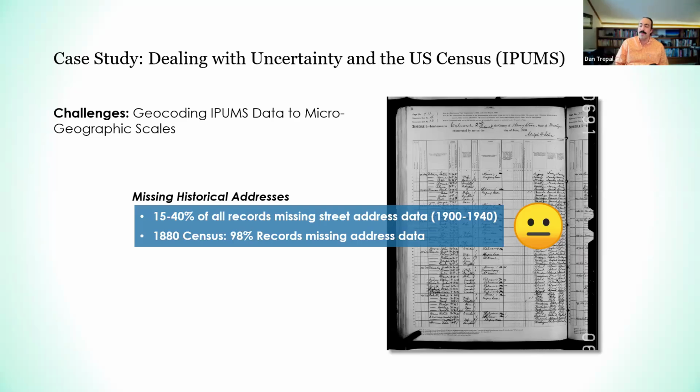But there are some major obstacles to doing that right out of the box with this census data, even though it's been digitized, transcribed, coded by IPUMS. So they've done a lot of work already, but there's still a lot of work to do when you get to this point. Just as a quick example here, up to 40%, depending on which census year you're looking at, of the records in the census just don't have street address data. So there is no address at all. In the 1880 census, for example, there were only 2% of records with address data. And even of that 2%, not all of them were complete or usable addresses.